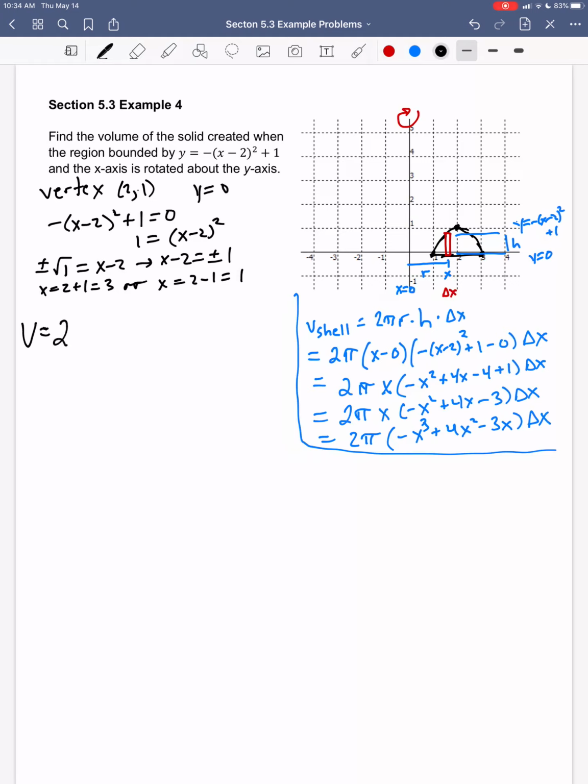then I'm going to have my 2 pi I can factor out. My integral here is with respect to x, right? I've got a little delta x here. All this stuff is x. So my x coordinate starts here on the left at x equals 1, and it ends up on the right at x equals 3. So I've got negative x cubed plus 4x squared minus 3x dx.